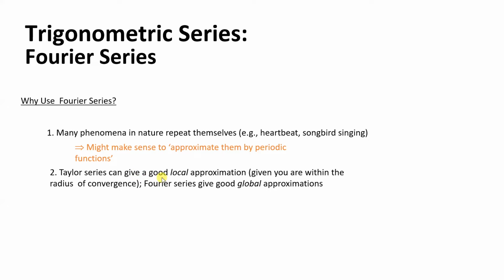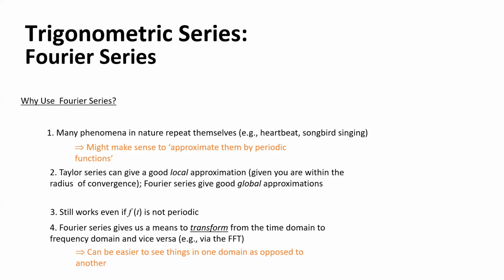Secondly, Taylor series can give a good local approximation, but the Fourier series gives a good global approximation. Thirdly, Fourier series still works even if f(t) is not periodic. We can make it periodic and represent it in terms of Fourier series. Fourier series gives us a means to transform from the time domain to the frequency domain and vice versa, which makes it easier to see things in one domain as opposed to another.